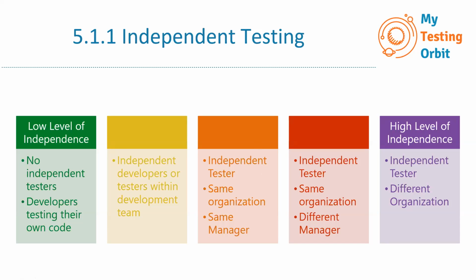And if we see the last one, high level of independence, it's independent tester and a different organization. So over here, what we are talking about is that there is an independent tester, but let's say we have outsourced to another company who will be doing testing for us. So we have a project and we have developed it ourselves, but when it comes to testing, we have outsourced testing and a different organization is doing testing for us. So this would be the highest level of independence.